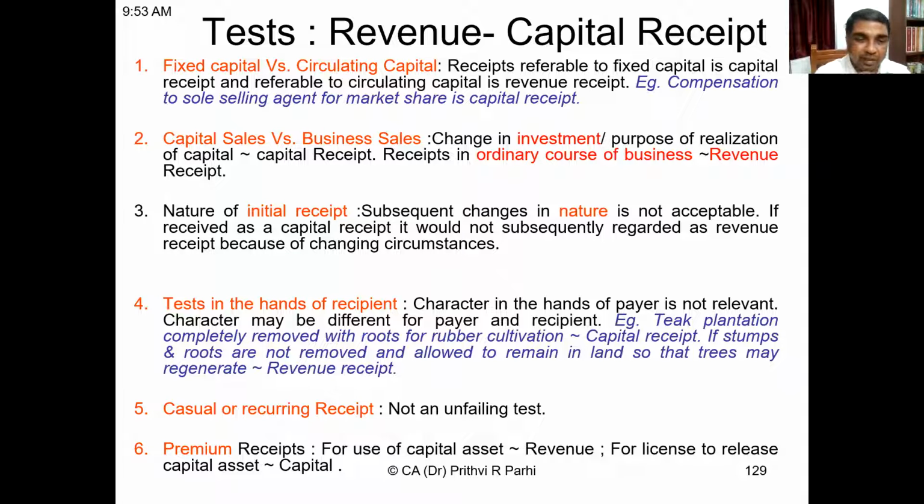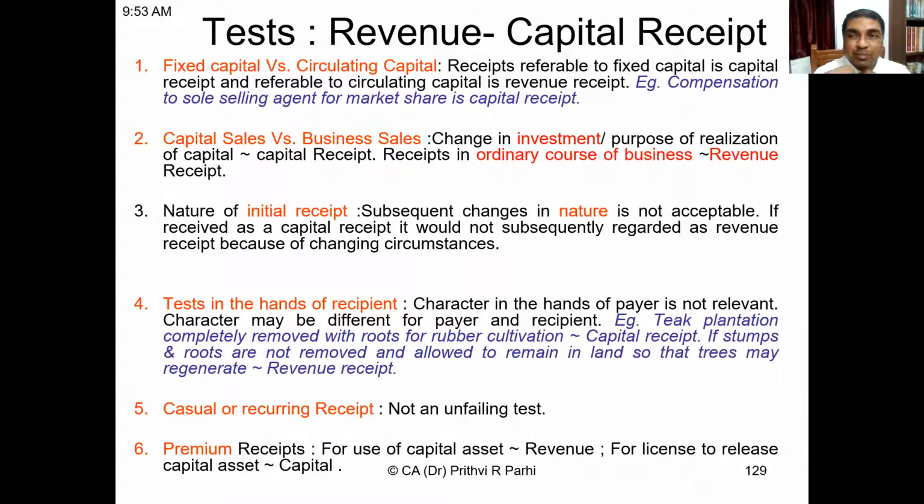Yes, sir. Then premium receipt. Premium receipt for use of a capital asset is revenue. But for a licence to release a capital asset, it is capital in nature. Let us understand. Let us say I have a capital asset, a land or a building. Someone is paying me a premium to use it. That means they are paying me some money so that the asset is being used, just like I am giving that asset on lease.